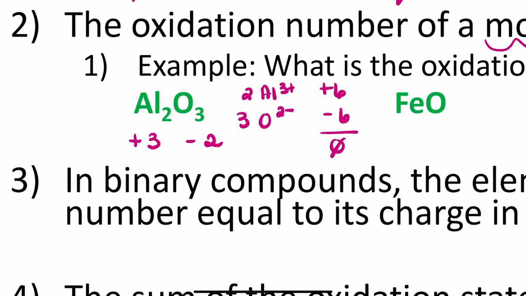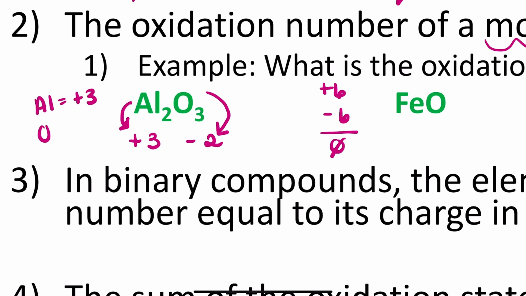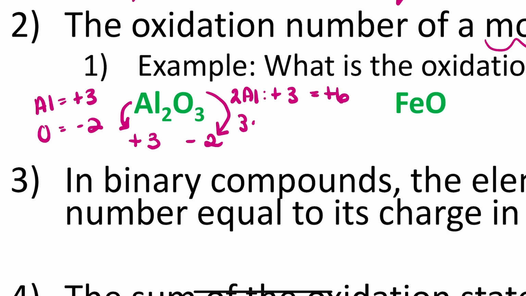So Al2O3, the aluminum is +3. The oxygen is -2. That means each individual aluminum is +3. The oxygen itself is -2. Okay? It doesn't mean overall. It doesn't mean Al2 is +3. It means each individual species has that charge. So again, I have 2 aluminums, +3 each, overall +6. I have 3 oxygens at -2 each, overall -6.